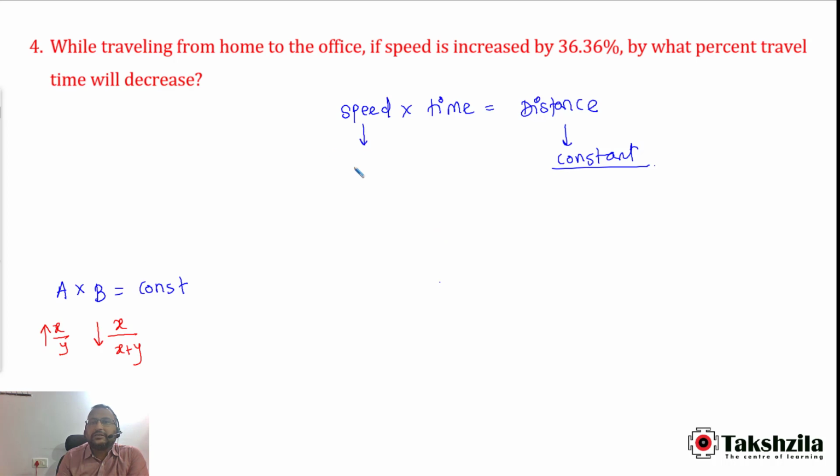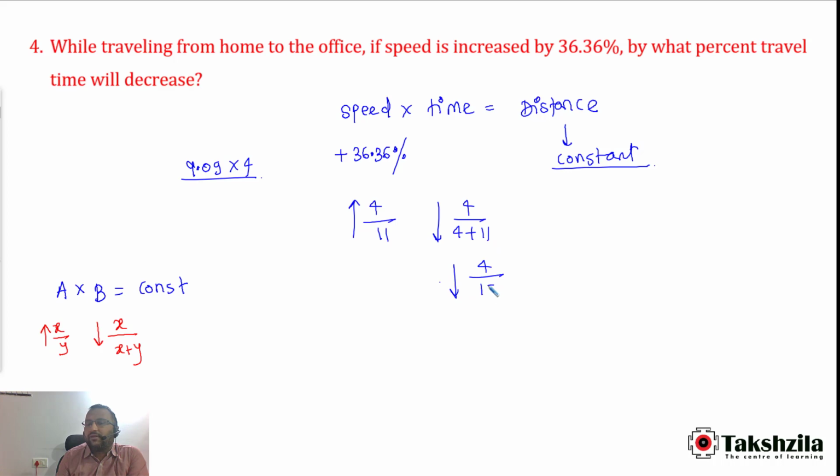The speed is increased by 36.36%. It means the speed is increased by 4 divided by 11. 36.36% is nothing but 9.09 into 4. So if we increase speed by 4 divided by 11, our travel time will decrease by 4 divided by 4 plus 11. Our travel time will decrease by 4 divided by 15.